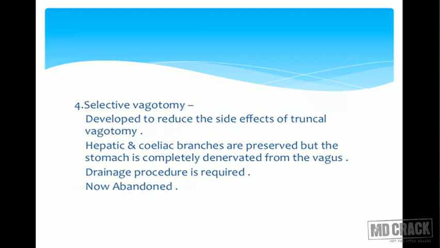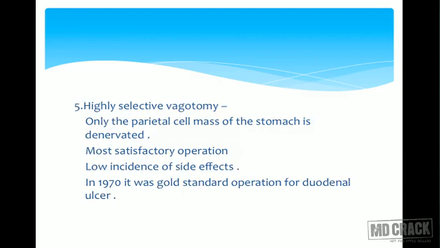Next, we have got selective vagotomy, in which the vagal trunk is transected while the hepatic and celiac branches are preserved, but it is now abandoned because a drainage procedure is required. Next, we have got highly selective vagotomy. Here only the parietal cell mass of the stomach is denervated. It is the most satisfactory operation. It has got a low incidence of side effects.